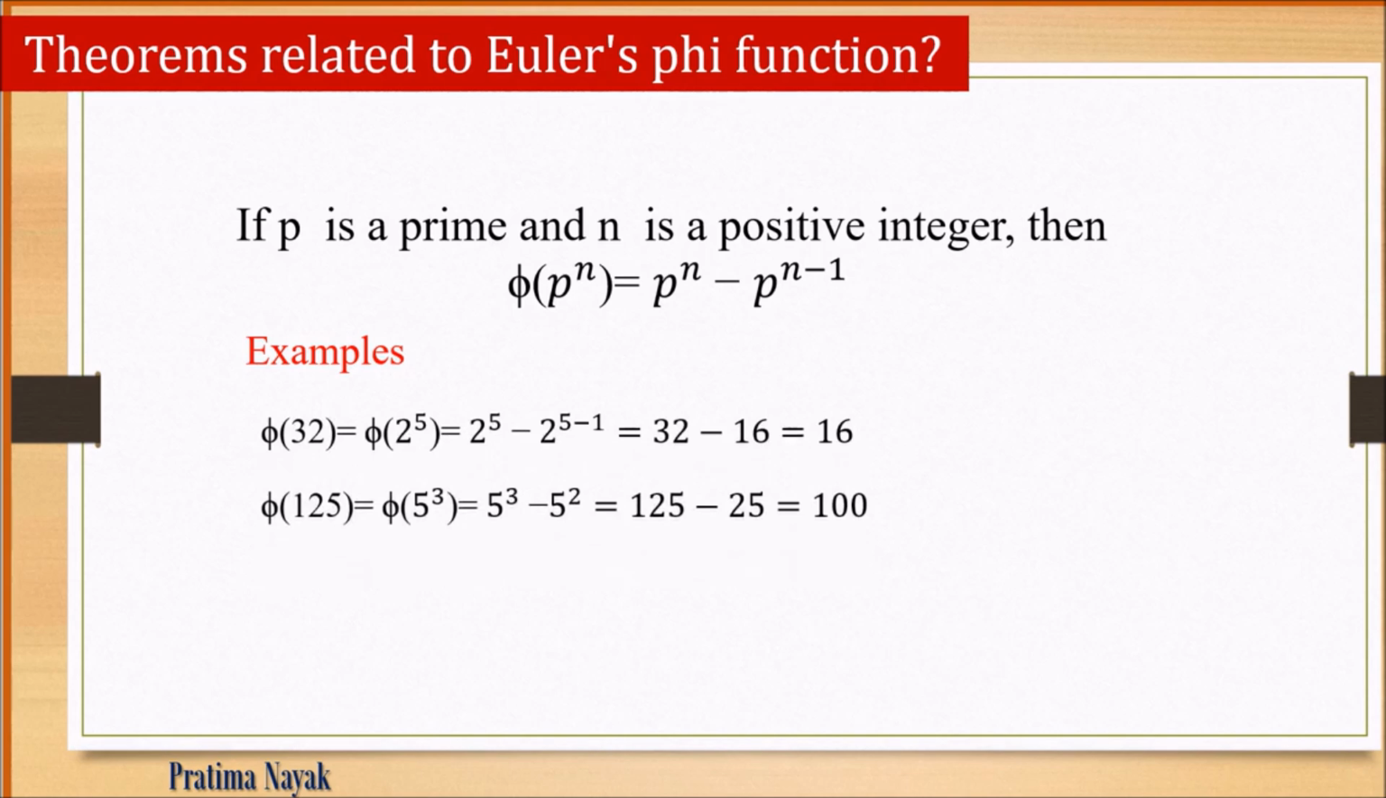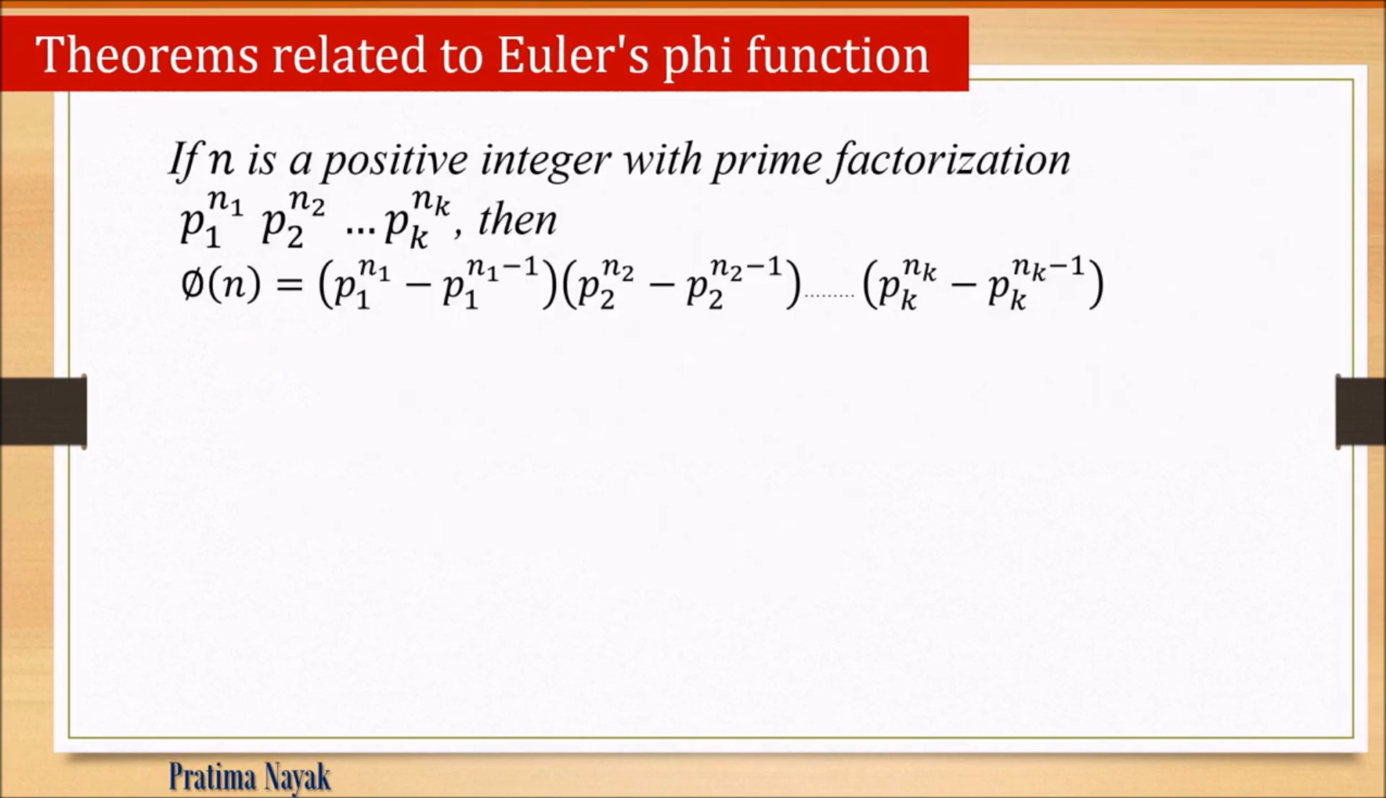Another is phi of 125. 125 can be written as 5 power 3. So I can write 5 power 3 minus 5 to the power 2. That will be 125 minus 25, equal to 100.